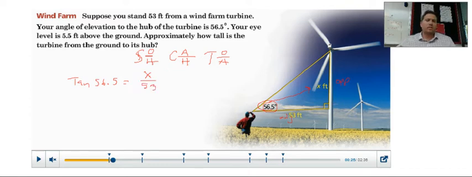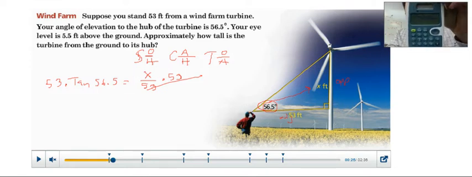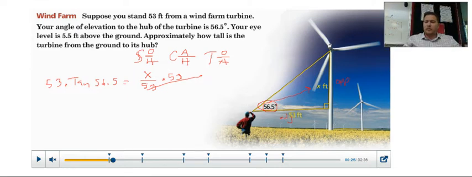And we're going to solve. So to get x all by itself, I'm going to multiply both sides by 53. Those cross off right there. And then in my calculator, I'm going to put in 53 times the tangent of 56.5. And that is going to equal 80.07. Let's just round, let's just say this is 80. So right here, x is going to equal 80 feet.